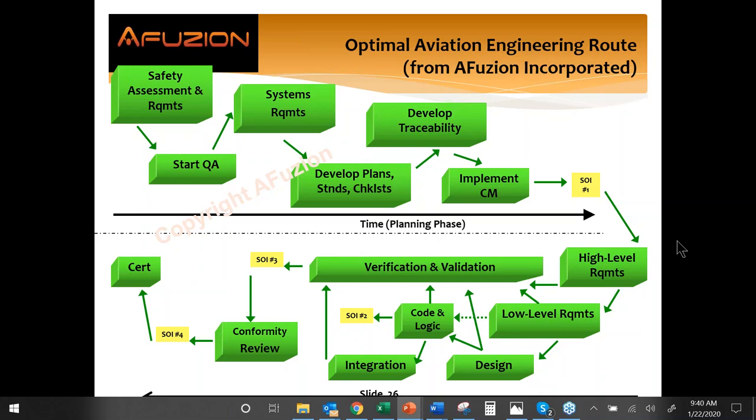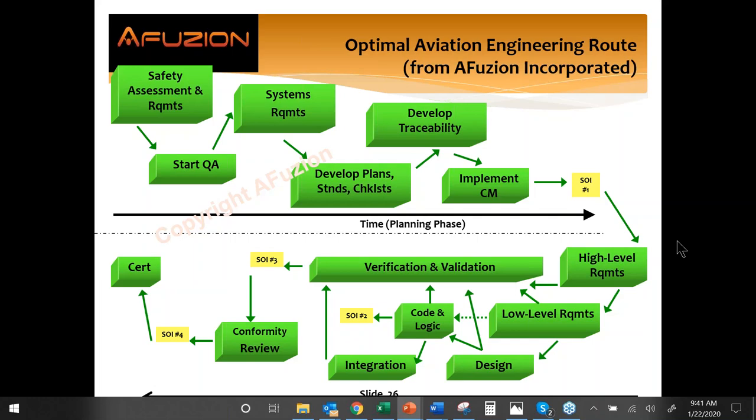We have, in the case of software, for this slide, high-level requirements, overlapping with low-level requirements, overlapping with design. Then coding, logic. Then SOI2, did the code meet the design, the requirements, according to the plans and standards? Then V&V for hardware systems, verification for everything. We have SOI3, is the verification complete? Now, if you had no changes, kept everything up to date, you're done. But you always have changes.